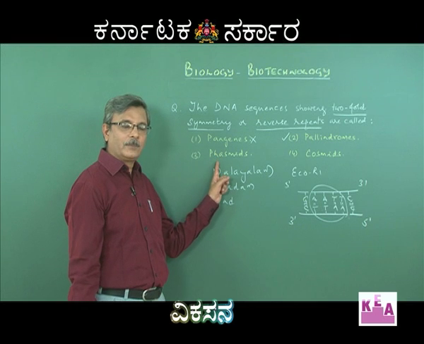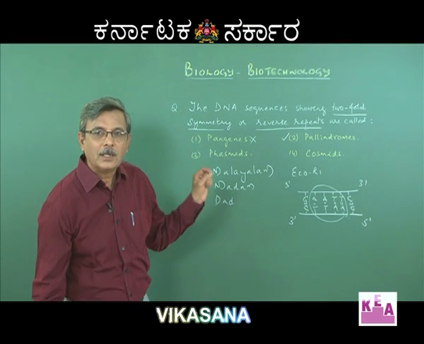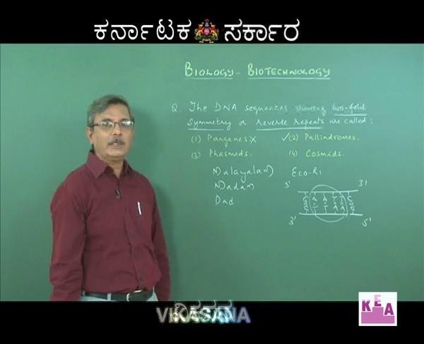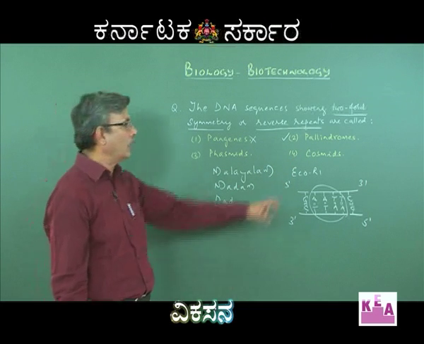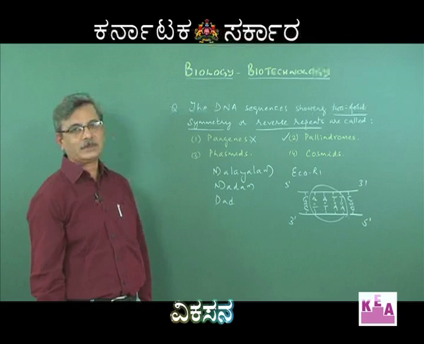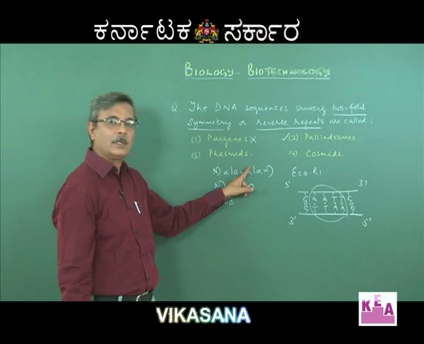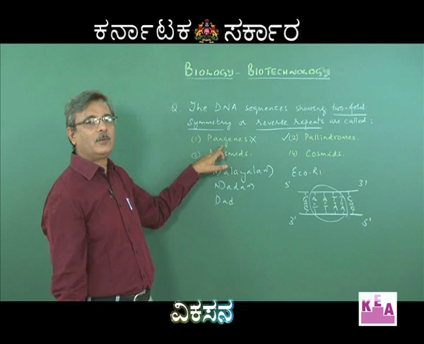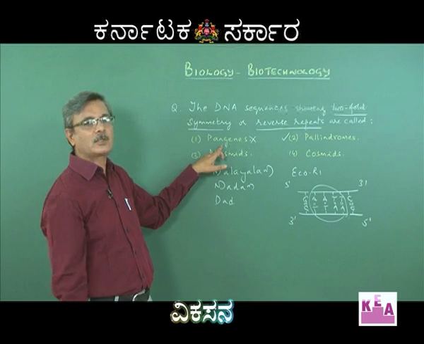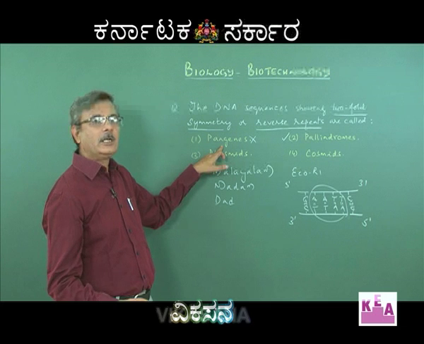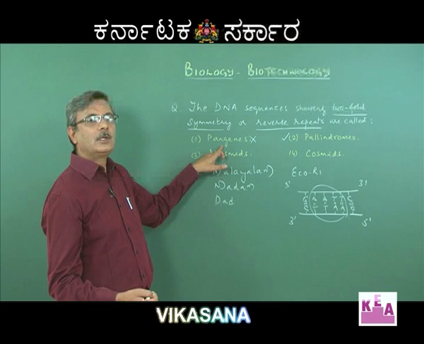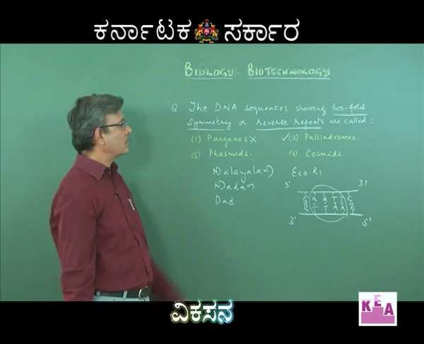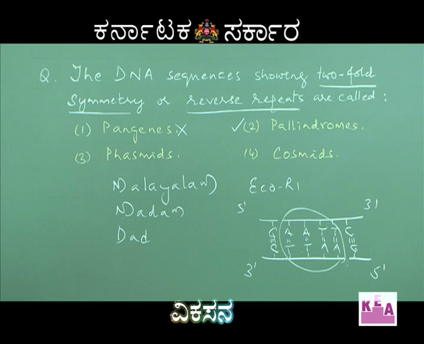In case of plasmid, we are going to use the ori site of the phage and plasmid. In case of cosmid, here we are going to use the cos site of the phage. So, these are nothing but DNA vectors. This is nothing but Darwin's theory, where he says that in the form of pangenes or gemmules, the hereditary characters are going to be transferred from the parent organism to the offspring. So, the answer is palindrome.